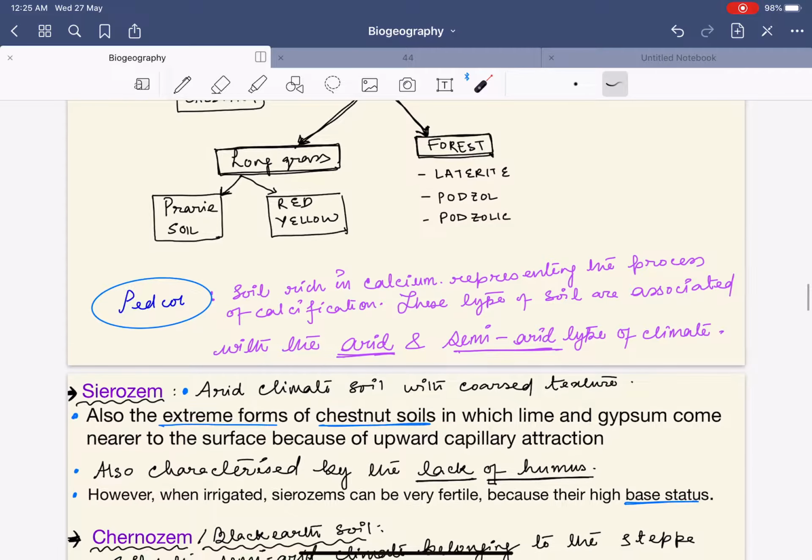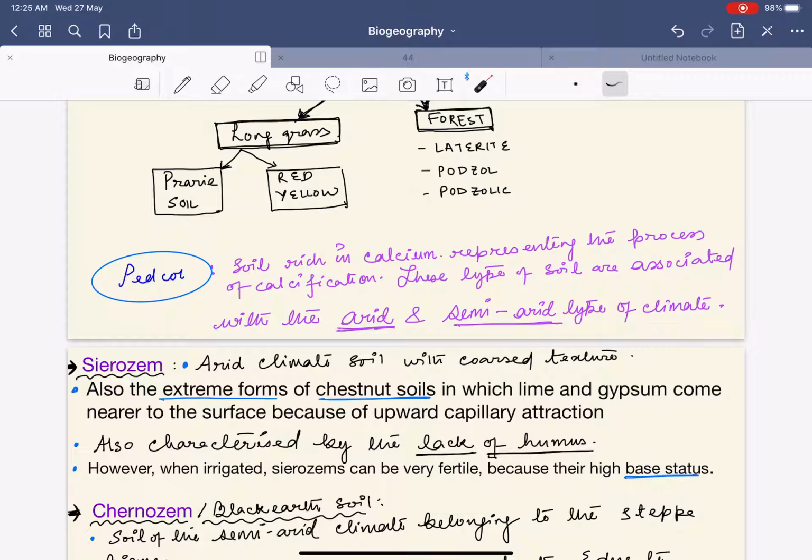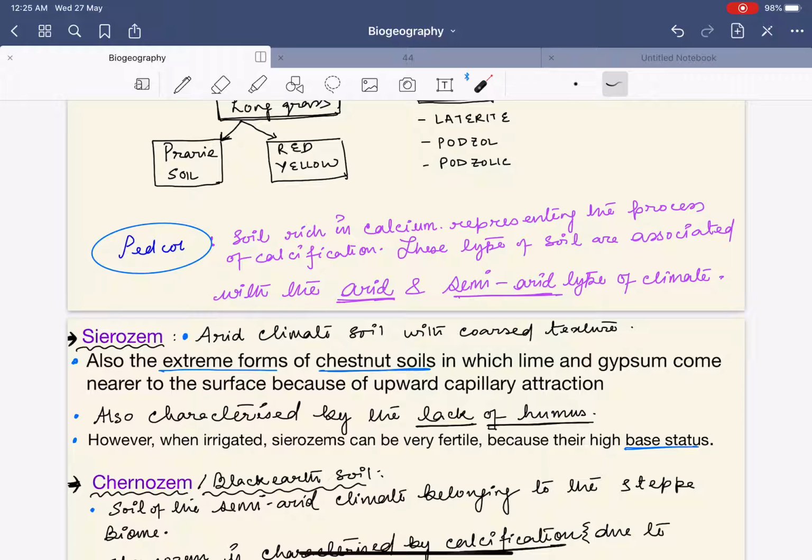Let's move on. First is your pedocal soil. Now understand this pedocal soil. Pedocal soil is the soil which is rich in calcium. Pedocal: think of 'cal' for calcium. It is the soil rich in calcium and representing the process of calcification. What is calcification? It is when the soils are rich in calcium.